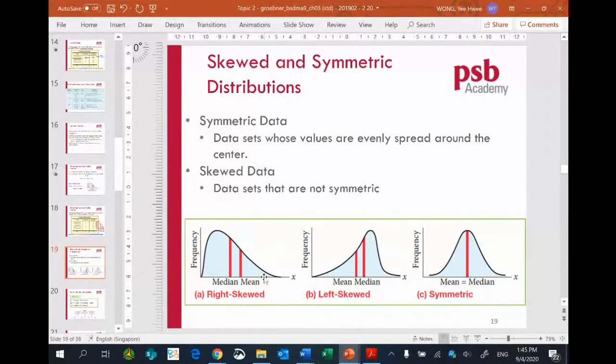Okay, so unless you draw this graph, you won't know which shape you get, right? But there is good news today: if you are able to find out the mean and the median of that set of data without drawing the graph, you are still able to tell what the shape would be if you were to draw the histogram. Okay, so now I'm going to explain to you.